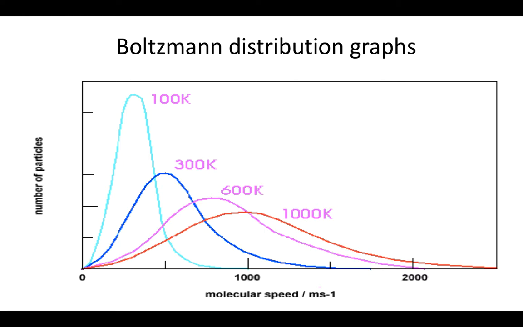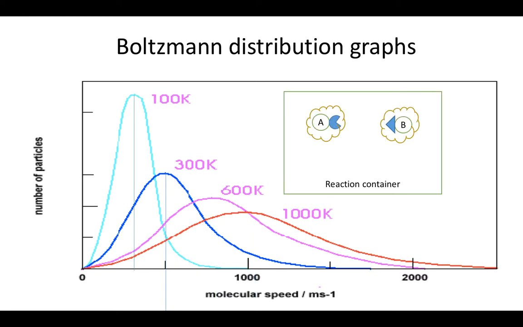So if you see for 100 Kelvin, the fastest molecular speed any of those particles has is well below 1,000 meters a second. But if you go on to 1,000 Kelvin, you can see some particles with molecular speeds of well over 2,000 meters a second. So at higher temperatures, particles are moving faster with higher energy, and they are therefore more likely to react. The average kinetic energy is shown by the peak in the graph. So for 100 Kelvin it's there, 300 Kelvin it's there, 600 Kelvin it's there, 1,000 Kelvin it's there, etc.